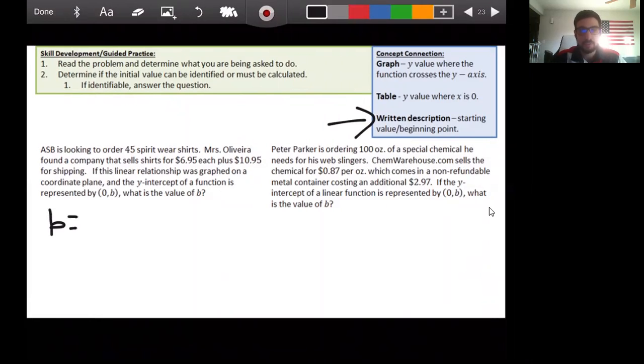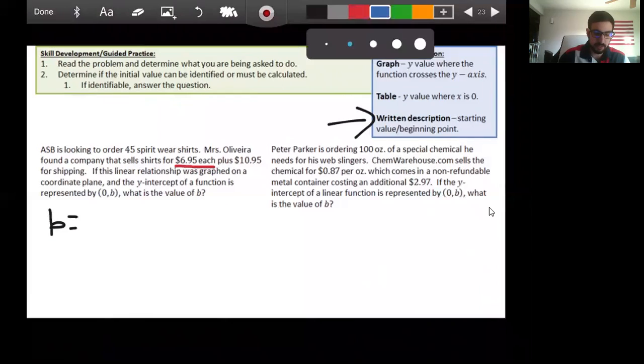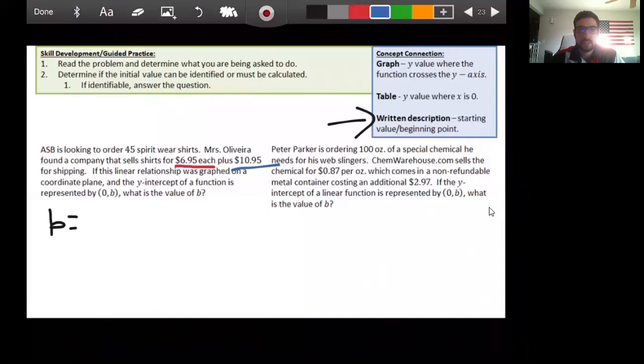Okay, so I can think of this. If I'm going to write an equation and I see that it's $6.95 each, thinking back to when we create these equations, $6.95 each is really telling me $6.95 like x, because it's going to depend on how many I buy. So that's like a coefficient with a variable. But I have $10.95 shipping. I have to pay that $10.95 shipping.